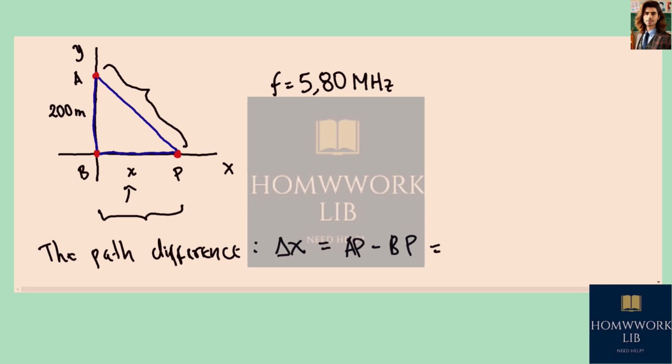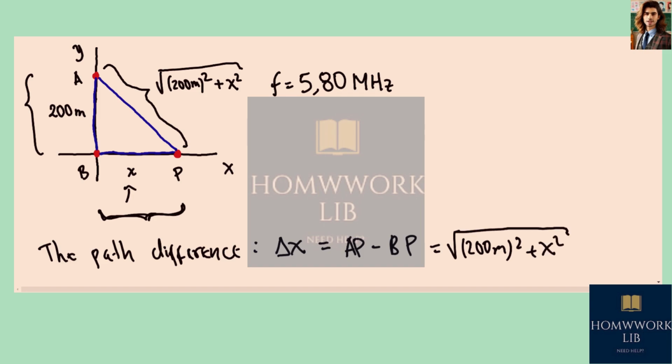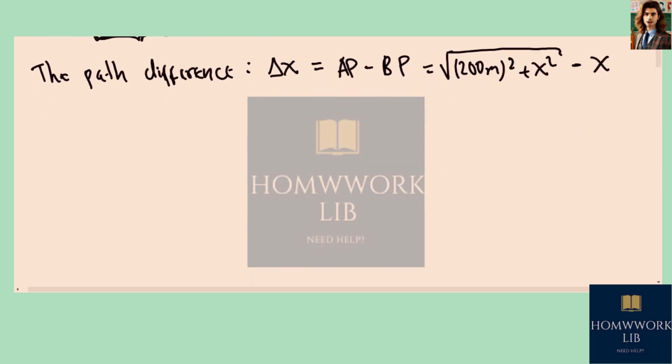The distance is S, but the distance from A to P corresponds to the hypotenuse of this triangle, and that is the square root of 200 squared plus x squared, which is this distance here. So the path difference is that hypotenuse minus x, which is the distance between the points B and P.